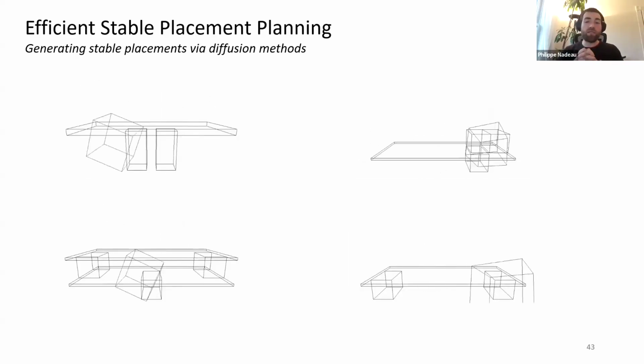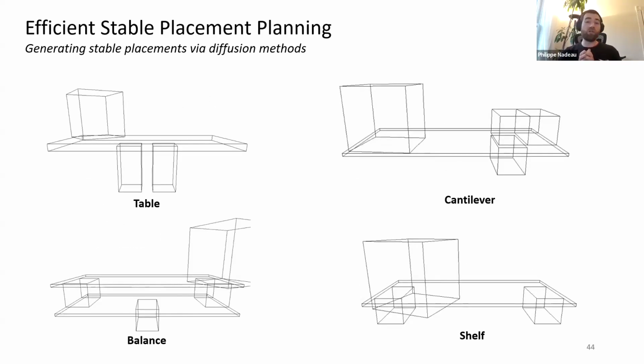By observing the generated placements, we can see that some of them are not very smart and will likely result in instabilities. For example, by placing at the wrong end of the cantilever, or at an edge of the table, or far from the center of the balance.